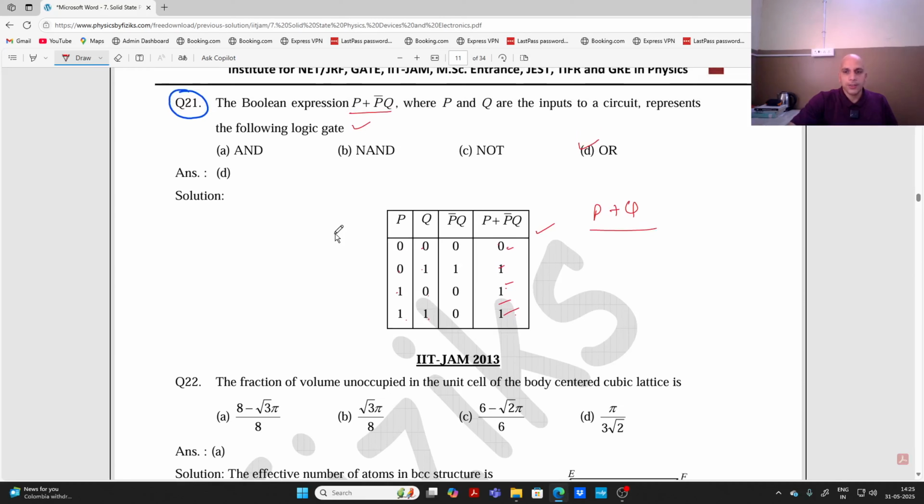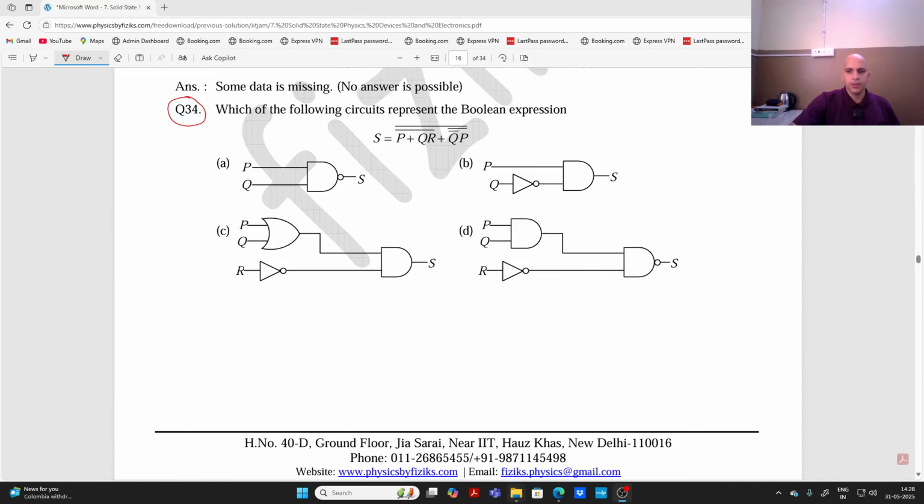So this is the next question. I'm going to the next question now. You can see the next question. The question is, which of the following circuits represents the Boolean expression? It is given here, right? Now, this expression is a complex expression, so I have to simplify it.